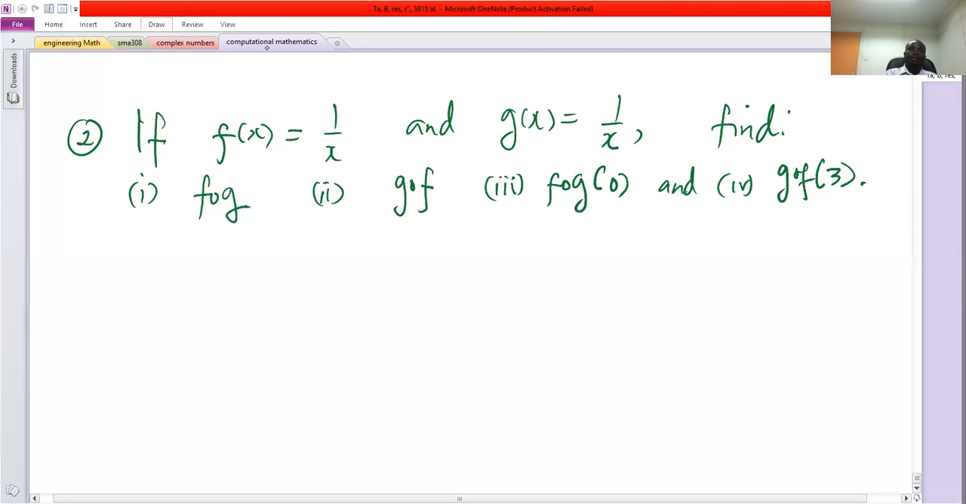So solution. f composed with g means f composed with g at x.